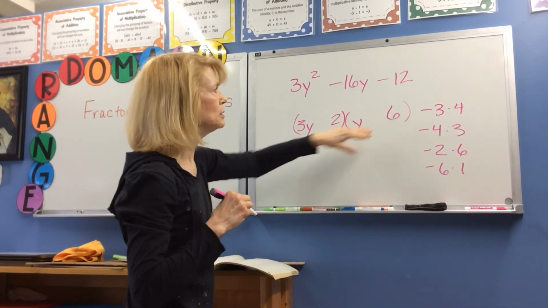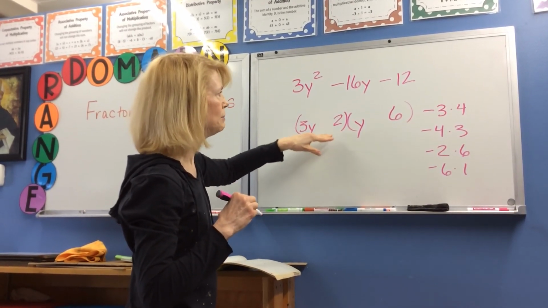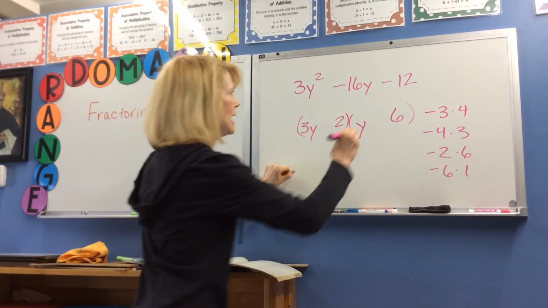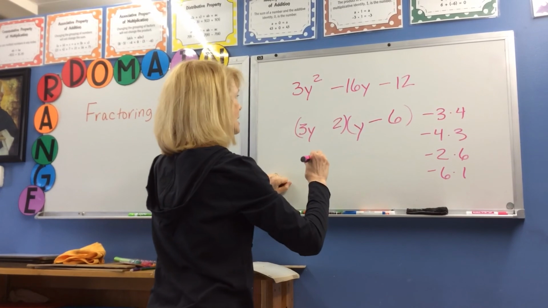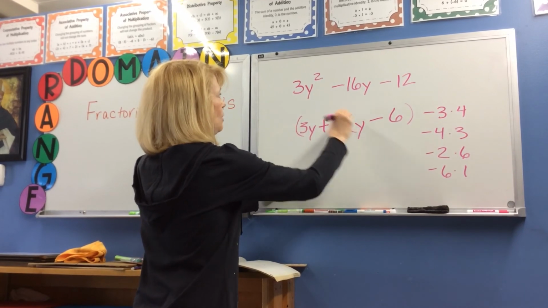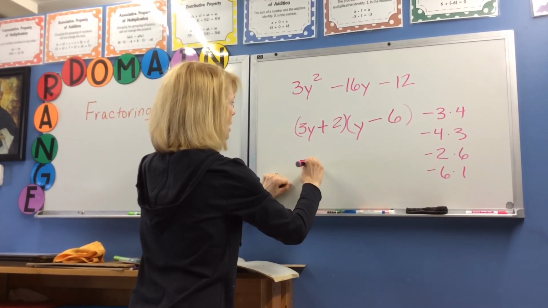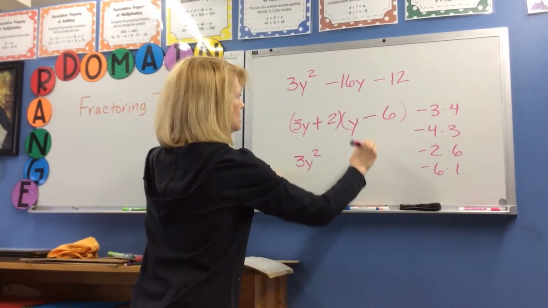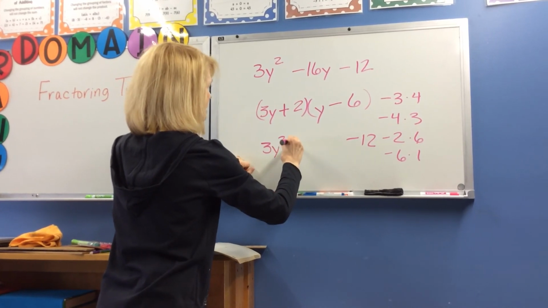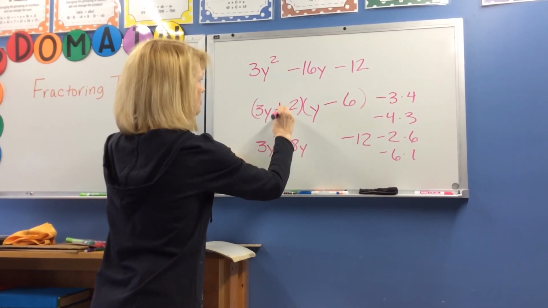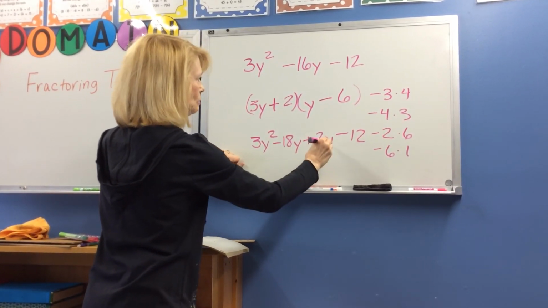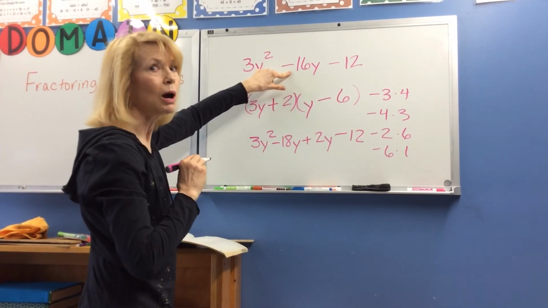Okay, so now I need to figure out which one's going to have the plus sign and which one's going to have the minus sign. The bigger quantity has to be negative, so I'm going to put a minus sign in front of the 6. And the smaller quantity is positive. So now I have 3y times y, 3y squared, 2 times negative 6, negative 12, 3y times negative 6, minus 18y, plus 2 times y, 2y, and negative 18y plus 2y is negative 16y.